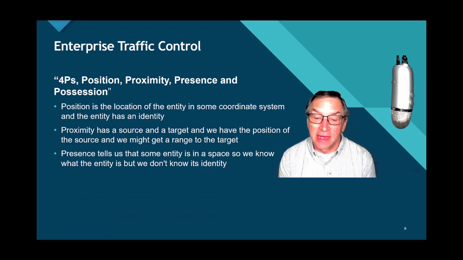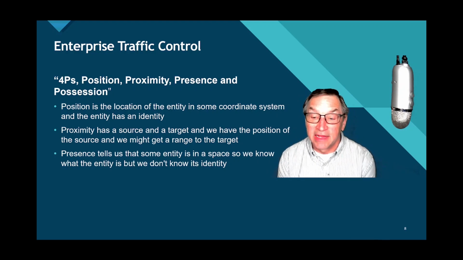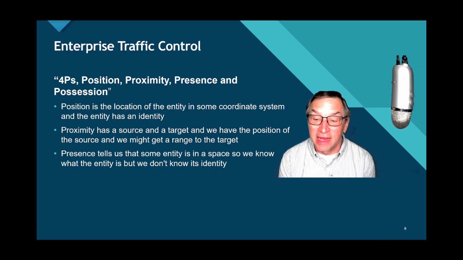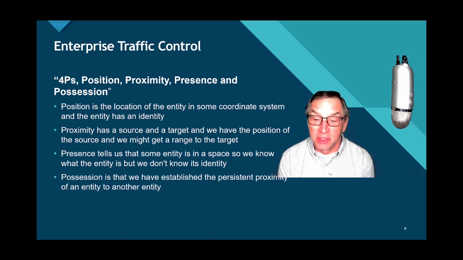Presence tells us that some entity is in a particular space. We know about that space, and we know what type of entity it is, but we don't know the identity of that particular thing. So we don't necessarily need the identity. So if it was a human, we just need to know there's a human in that space. And then possession is when we've established the persistent proximity of an entity to another entity. Simply stated, that's just establishing custody. So possession is so that we can establish custody, and of course, the kind of tools that we can build around that are chain of custody.